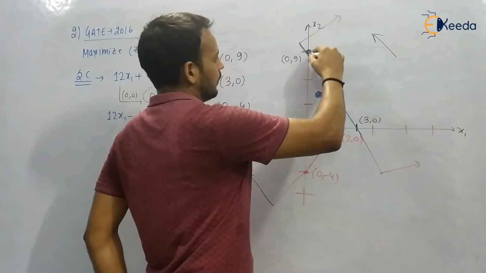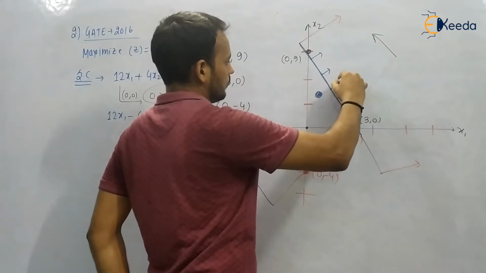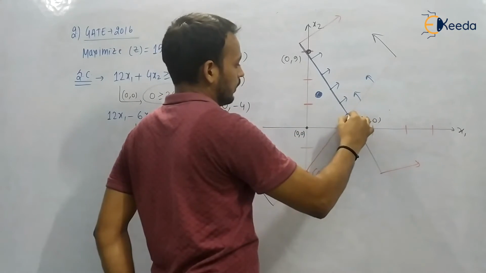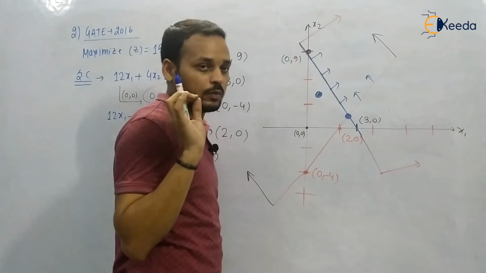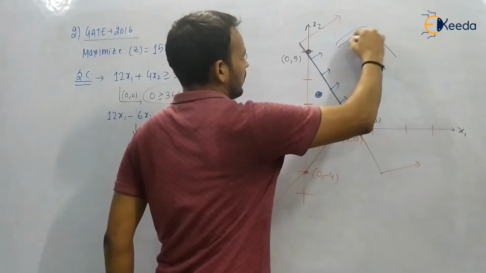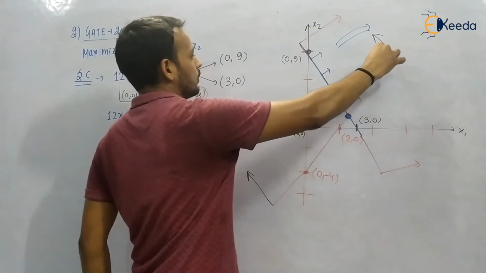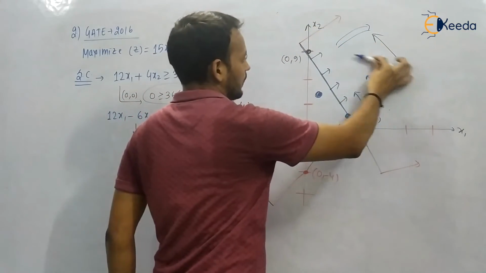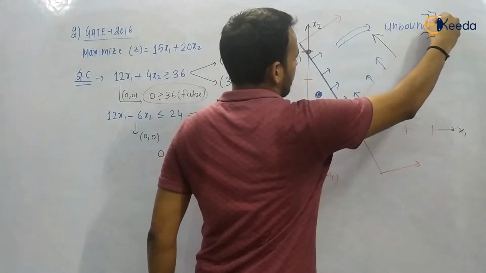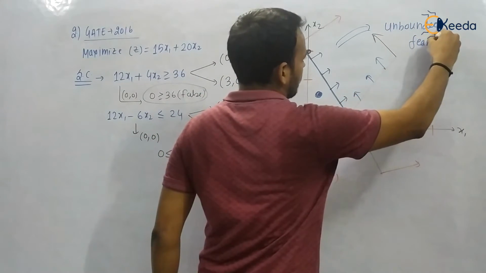But if you take a point in this region, no need to find the corner point because they are not asking the numerical value, they are just asking the nature of the solution. So this is your feasible region and it does not have any boundary. Suppose there were a constraint, then it would be bounded. So it is a feasible region, but it is an unbounded feasible region.